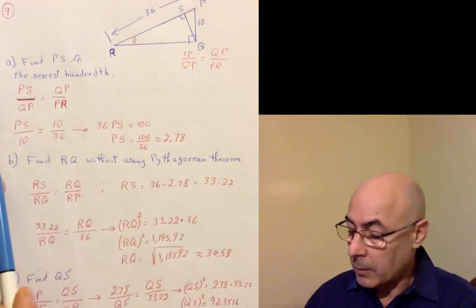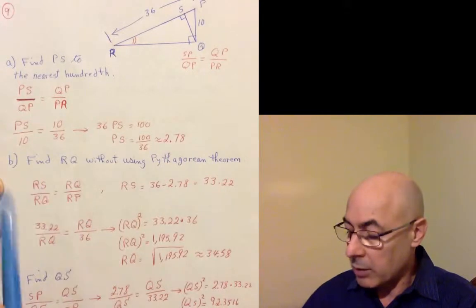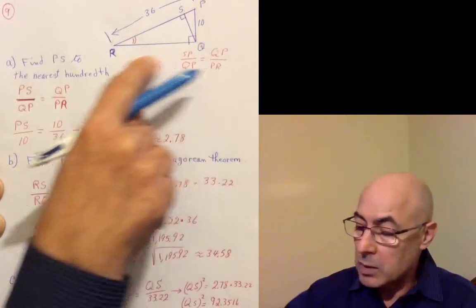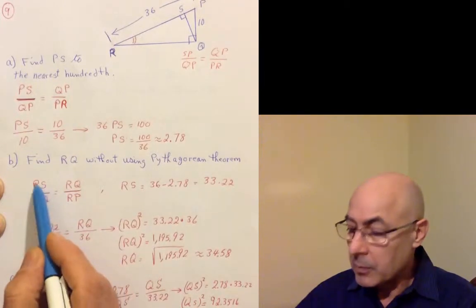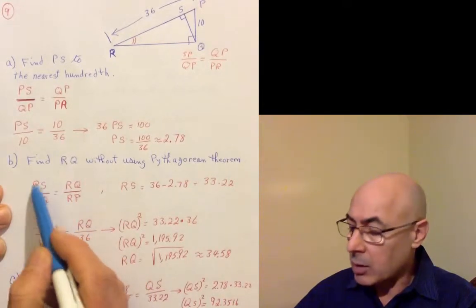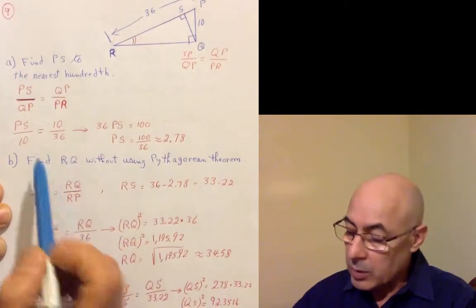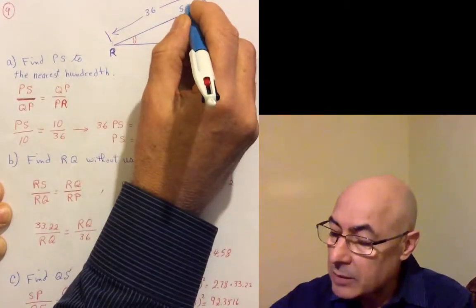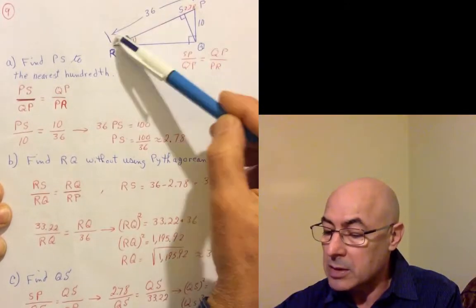That's part A. Part B, we want to find QR. So I'm going to write another proportion with QR. So I write QR on the bottom. I write QR on the top. I'm using QR, so I use the segment close to the QR, which is RS. Then I use the whole hypotenuse, which is RP. But RS, how long is RS? I don't know how long RS is, but in part A, we did find that PS is approximately 2.78. So if I subtract that 2.78 from the whole 36, I can find RS.